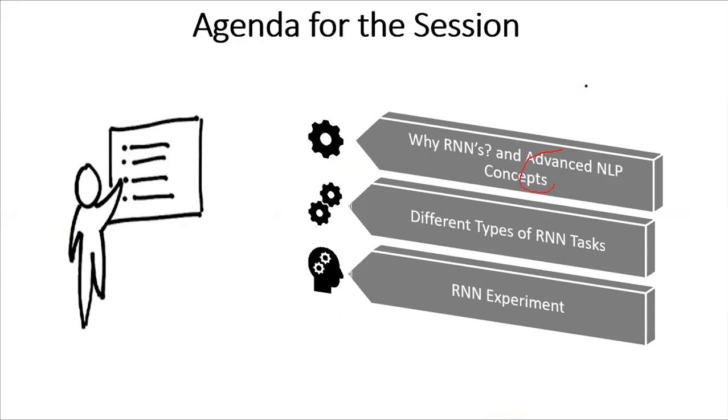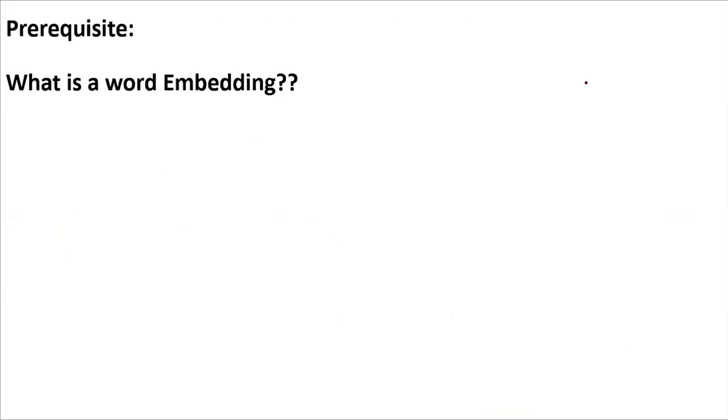Okay, so the first thing, as we said, is advanced NLP concepts. The first is word embeddings. So what is a word embedding? You must have heard this term a lot, but what is word embedding? Before we study that, why do we need embeddings? What are embeddings and word embeddings doing in NLP and RNN?